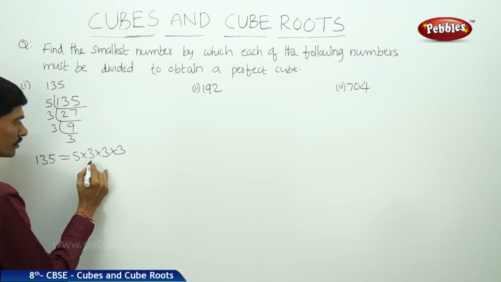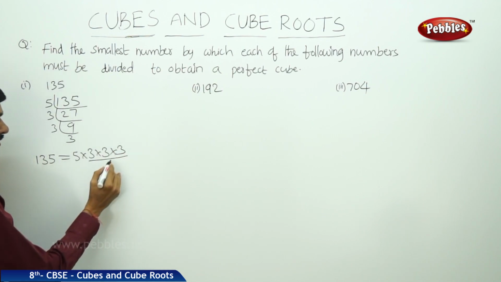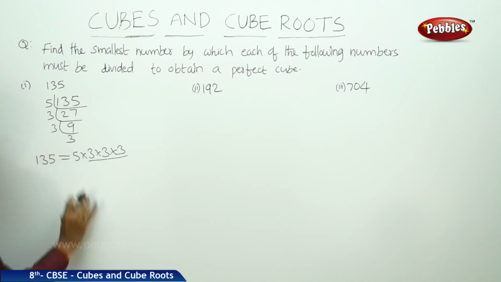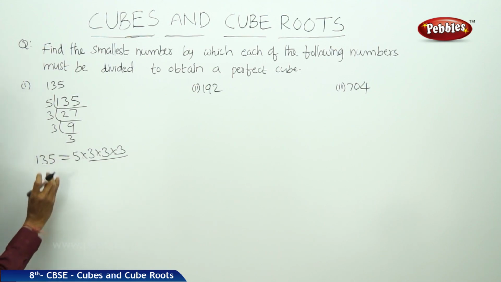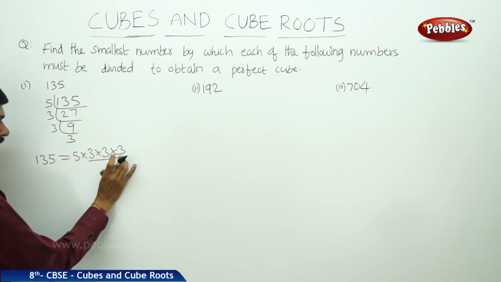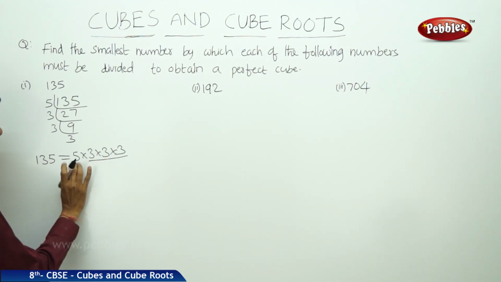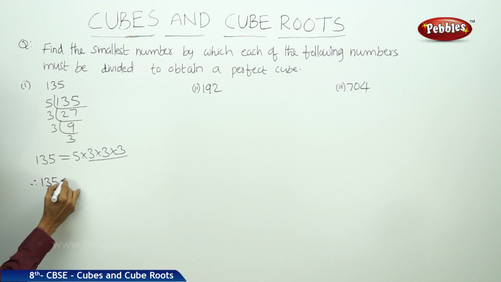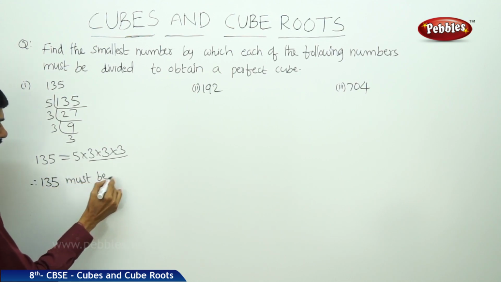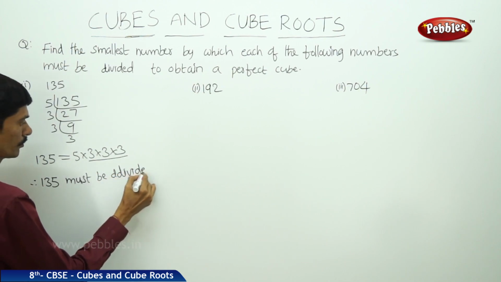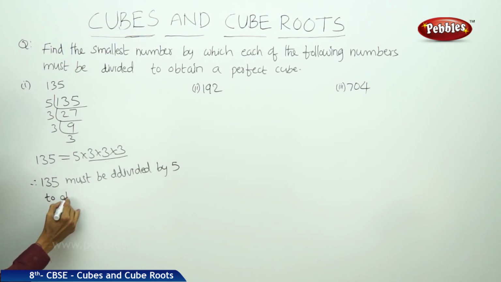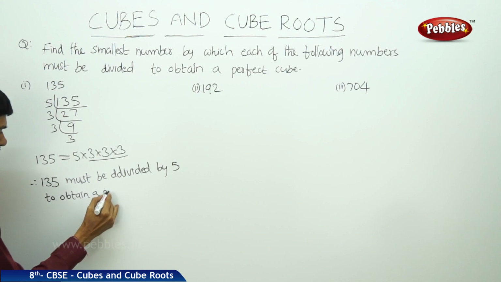Here 3 is appearing 3 times, but whereas 5 appears only 1 time. So we have to divide the given number by 5 to obtain a perfect cube. So if you divide this number by 5, then you will get only 3 3s, as 5 will be cancelled. So therefore you can write that 135 must be divided by 5 to obtain a perfect cube.